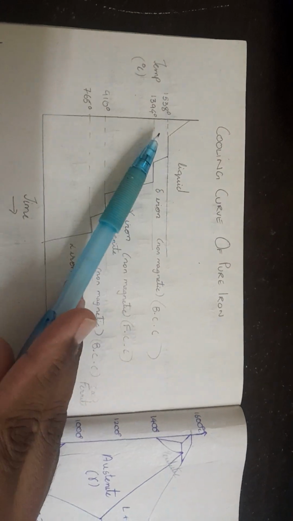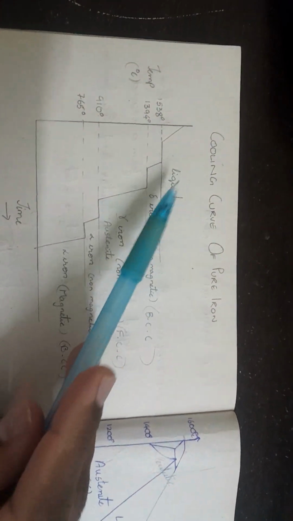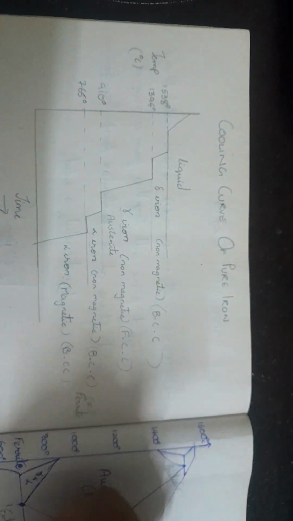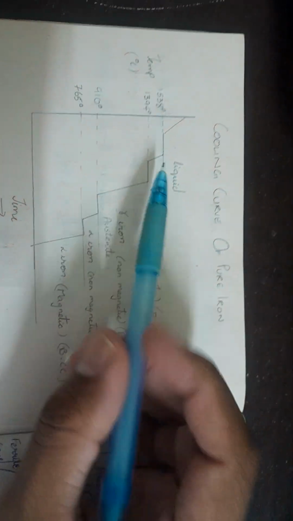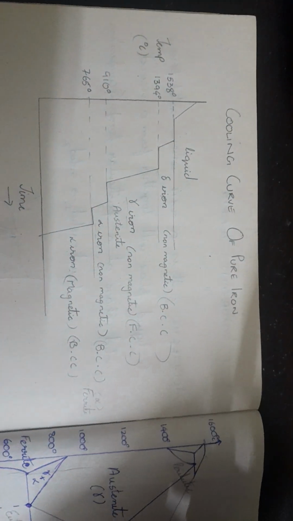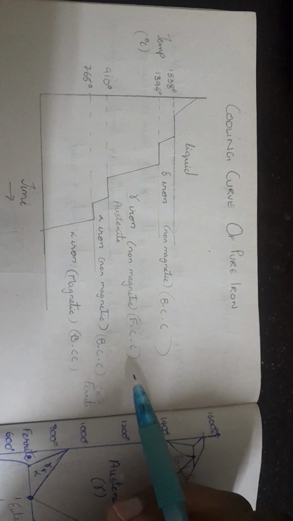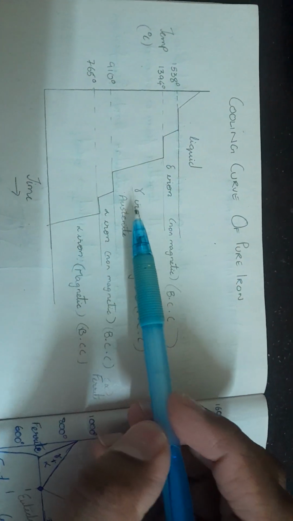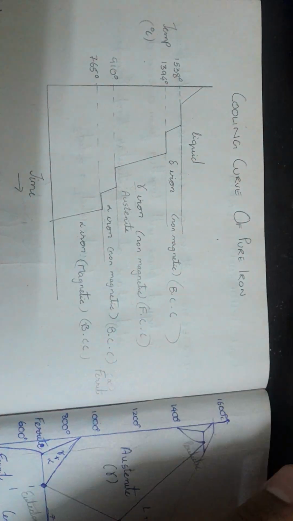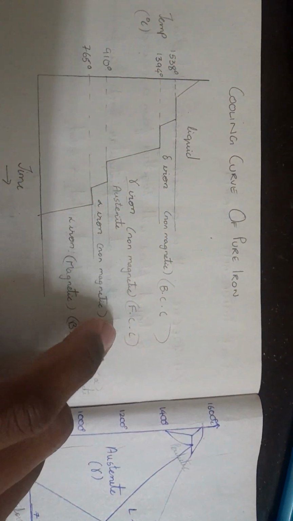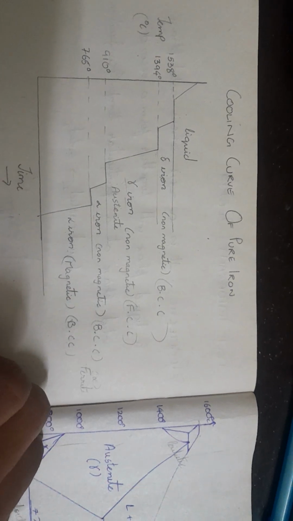So above 1538 degrees Celsius, we've got iron in our liquid state, and these are the different regions which indicate different phases of iron. Between 1394 and 1538, we have delta iron, which is non-magnetic in nature, and the structure is body-centered cubic. Between 910 degrees and 1394 degrees, we have gamma iron, which is also called austenite. This is again non-magnetic in nature, and the structure is face-centered cubic.